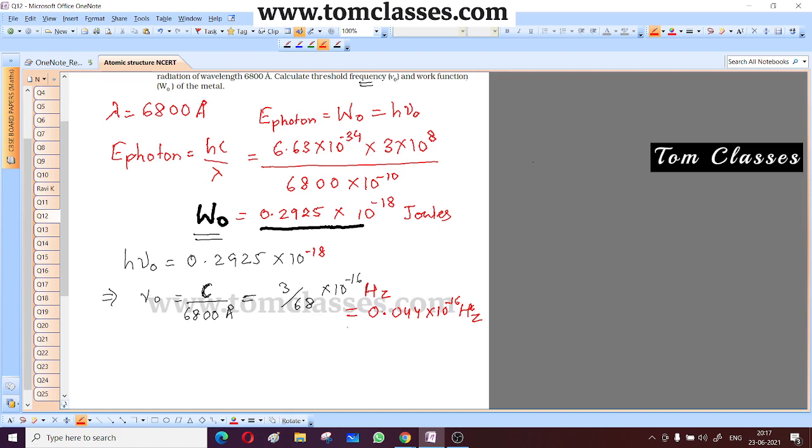Is that okay? It won't be minus 16, it will be plus 16 there. Yes, 10 to power minus 10, so it is plus 16. C is 3 into 10 to power 8, so plus 16, then in that case it will be 14. So that is going to be 4.4 into 10 to power 14 hertz.